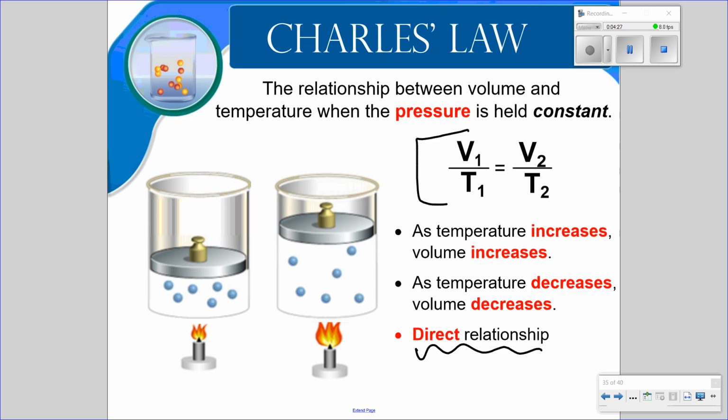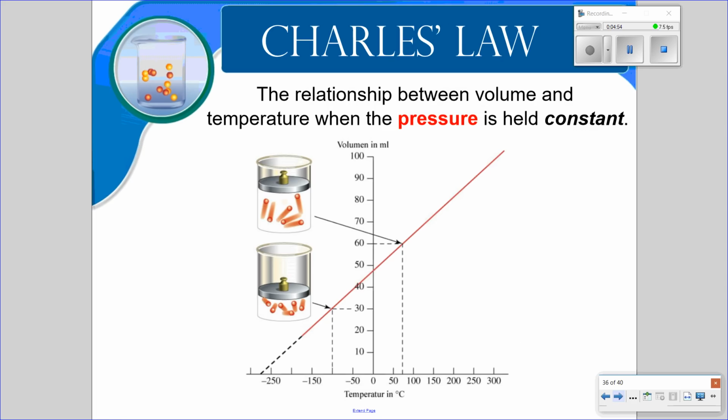So if you notice here, we've got a piston over a heat source, and as we heat it up and increase that temperature, our volume increases because the gas moves faster, kinetic energy increases, the gas particles move faster, and therefore, if it's a flexible container, the volume is going to increase. And remember, pressure is held constant, so in this case, we are dealing with flexible containers. The relationship between volume and temperature when the pressure is held constant is direct.